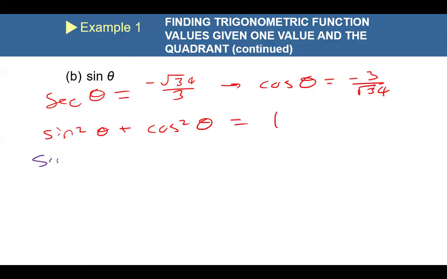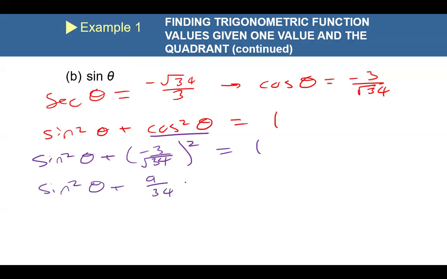I don't know sine yet, so I have sine squared theta plus cosine squared theta, which is -3 over the square root of 34 squared equals 1, which gives me sine squared theta plus 9 over 34 equals what? I'm going to subtract 9 over 34. Still with me? So subtracting 9 over 34. And after I subtract 9 over 34, that's going to leave me with sine squared theta equals 25 over 34.